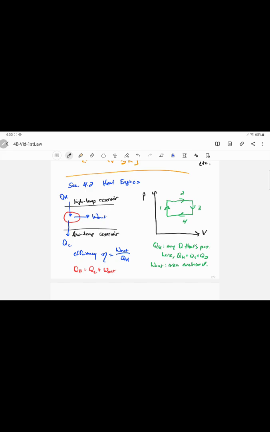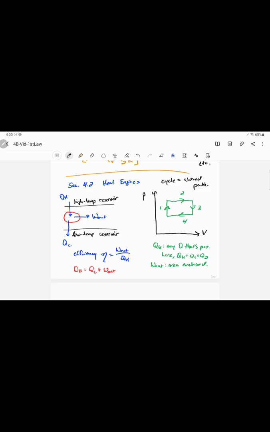In terms of a PV diagram, now looking at the right-hand side here, an engine is a cycle. A cycle is a closed path in the PV plane. Engines are paths that go around in the clockwise direction. And actually, refrigerators go around in the counterclockwise direction. We're not going to talk about fridges, but those are also pretty interesting.